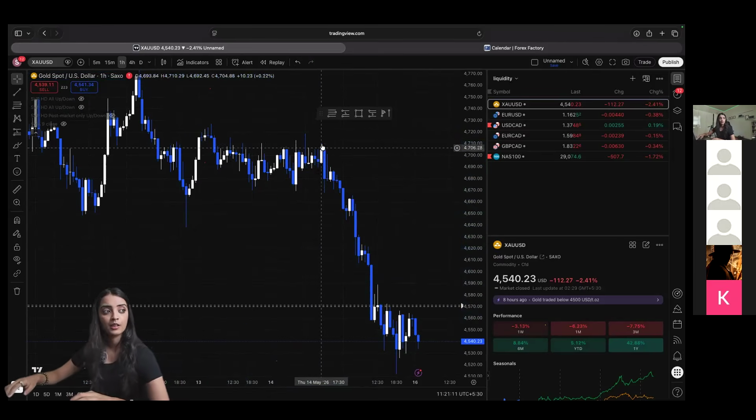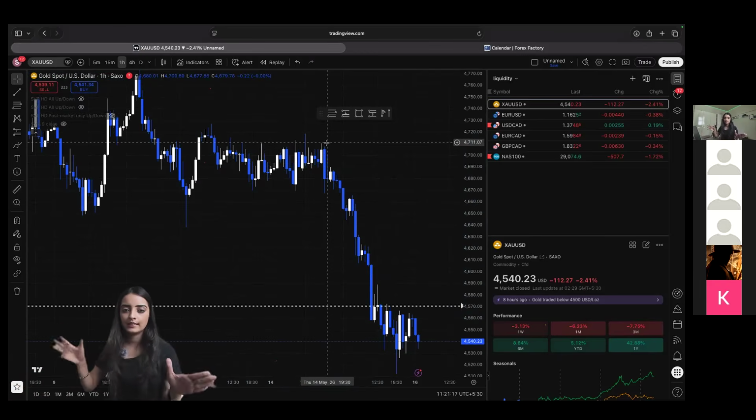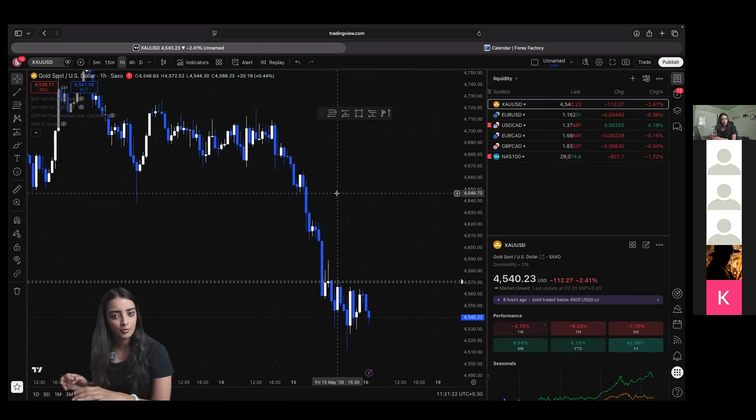I have a bearish QM here. But has the range been completed? No, the range has not been completed. So I will not mark my Fibonacci.